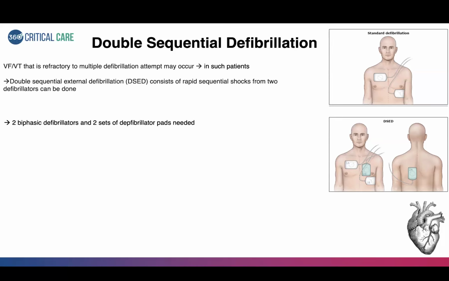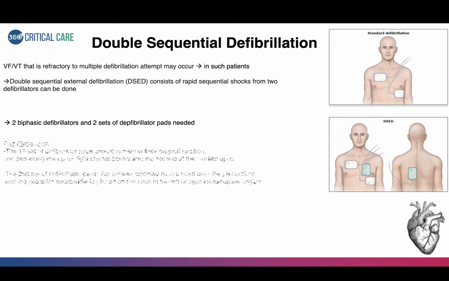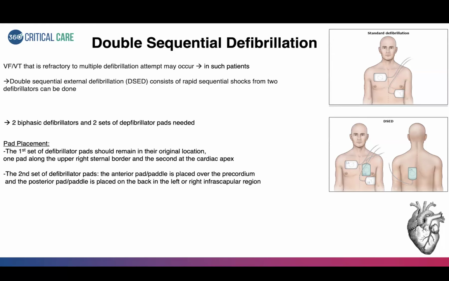So basically they say that two biphasic defibrillators and two sets of defibrillator pads are needed. For the pad placement, the first set of pads should remain in the original position. That is one pad along the right upper sternal border and the second along the cardiac apex. And the second set of defib pads are placed. The anterior pad is placed on the precordium and the posterior pad is placed on the back in the left or right infrascapular region. So this is the vector change defibrillation placement mode.